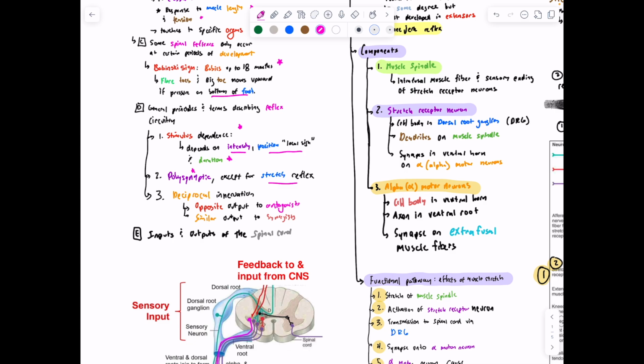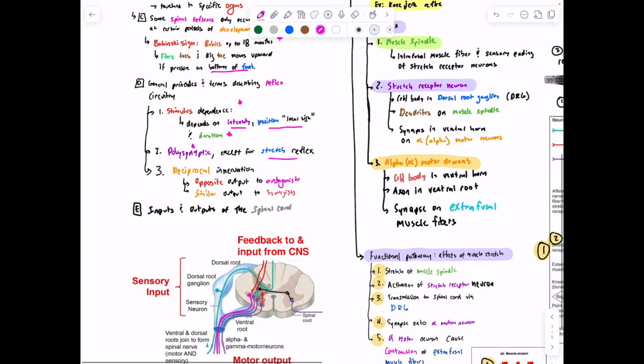And then we have the concept of reciprocal innervation. So the idea is if you are trying to pull back your leg, you're going to stimulate one pair of muscles, and then you're going to inhibit the antagonist to that muscle, right? So opposite output to antagonists, similar output to synergists is reciprocal innervation, and we'll see that with all of our reflexes.